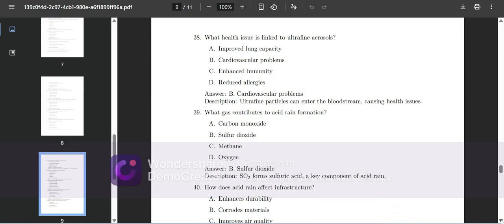What health issue is linked to ultrafine aerosols? Cardiovascular problems. Ultrafine particles can enter the bloodstream, causing health issues.